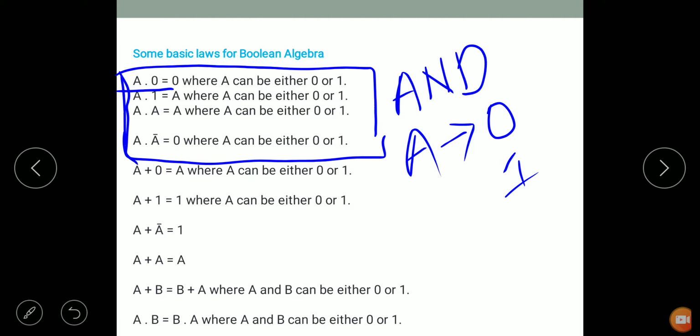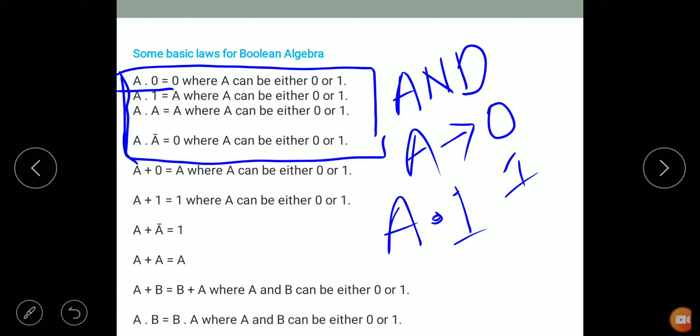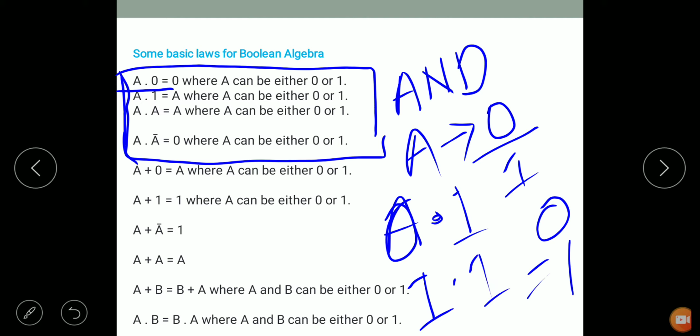Similarly, a dot 1. If a is 0, then 0 dot 1 is 0. If we put a is 1, the second parameter, then 1 dot 1 is 1. Here a can be either 0 or 1. This is the second law.